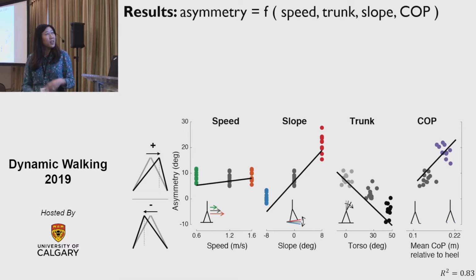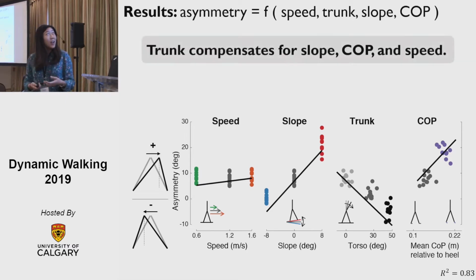pelvis forward a little. So just looking at these different trends, it seems like the trunk is compensating for these different changes in the slope and the center of pressure, and a little bit in the speed. The trend is not as strong for the speed.